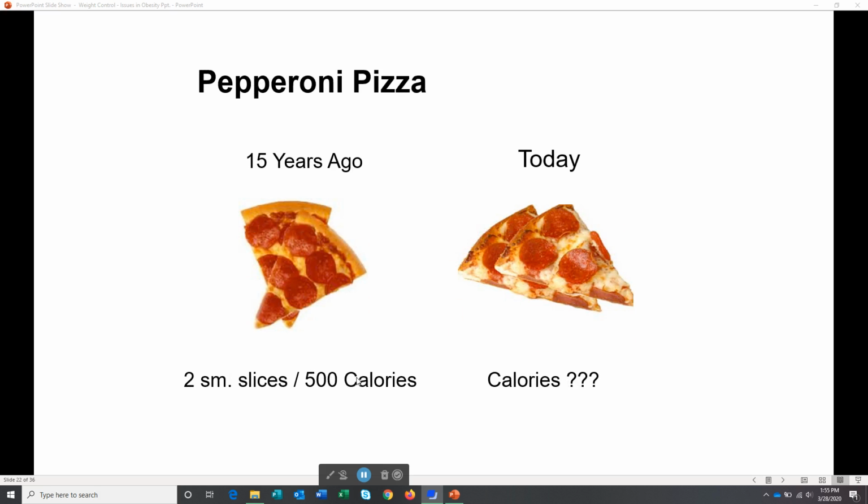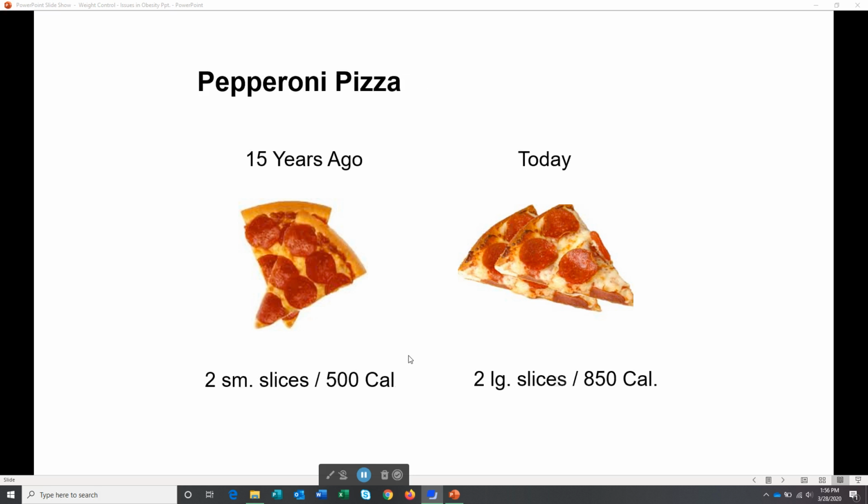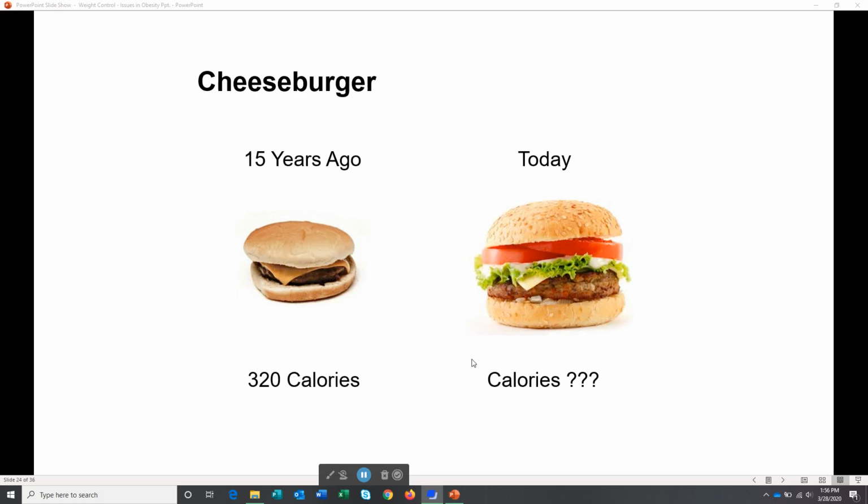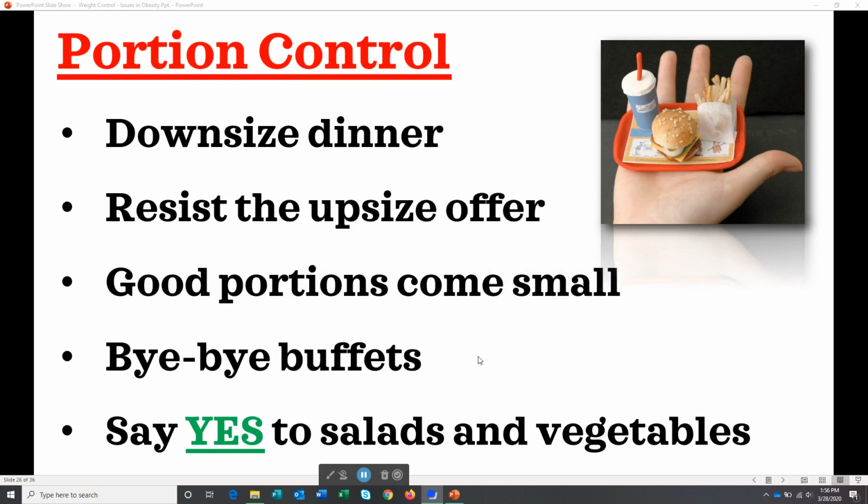Slice of pizza, 2 small slices, 500 calories. Today, nope, you go to Costco and get their 2 slices, bang, it's 850 calories or more. Bigger is always not better. Cheeseburger, 320 calories for a cheeseburger. Today, bigger burgers, bigger bun, more sauces, 600 calories. Bigger is not always better.